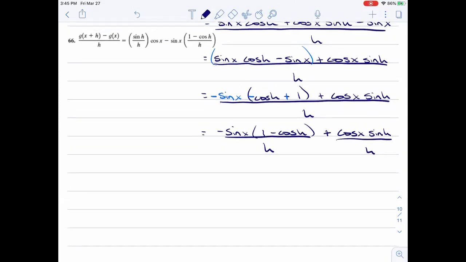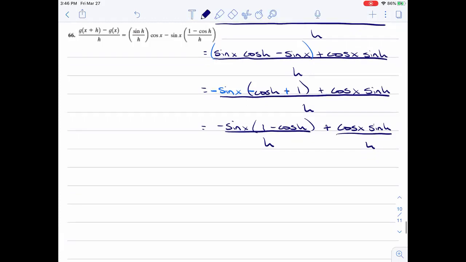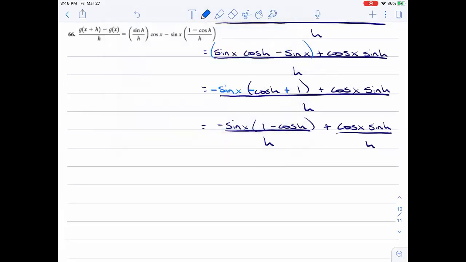All right. So now I'm there, I'm done. You might not see it yet, but we can change the order here to match what we've got here. Let's just write a note here that we're done, and the rest is just that we keep going to make it look exactly like it. So I'm going to swap the order: cos x sine h over h minus sine x times 1 minus cos h over h.